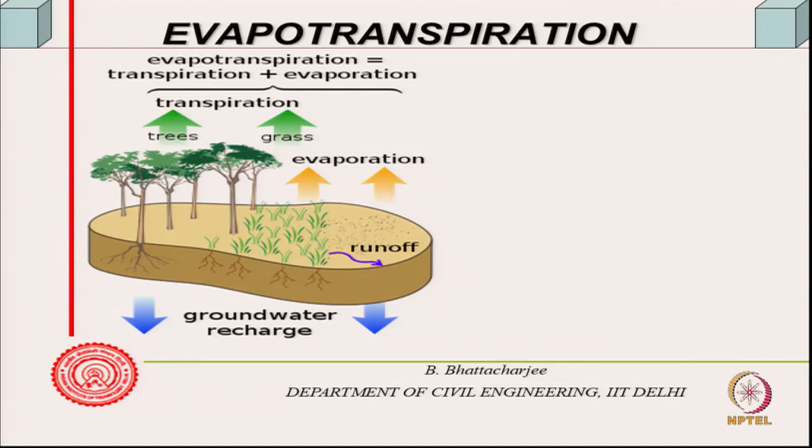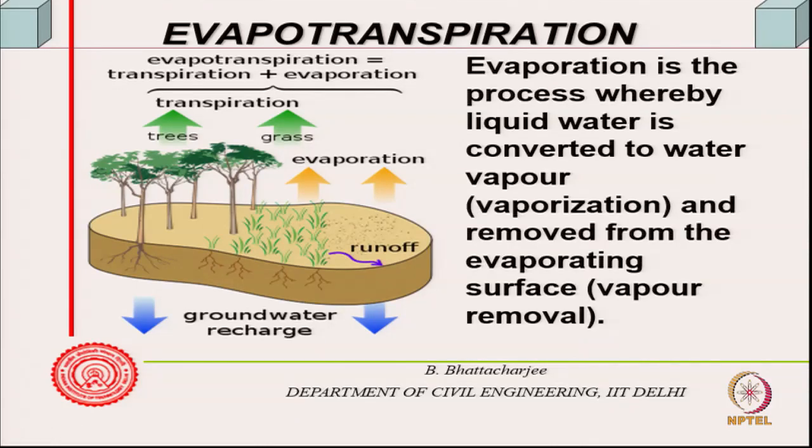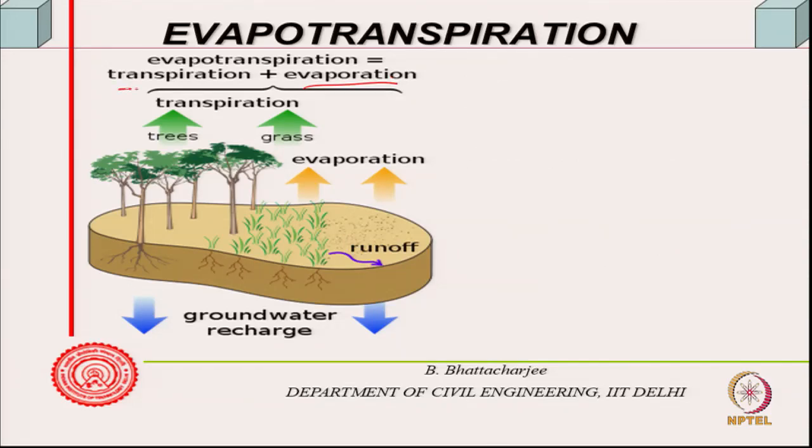So, two things happen with trees actually: transpiration and evaporation. There will be evaporation from the trees and transpiration. So, we call it evapotranspiration. Evaporation takes place from the surrounding ground, and there is transpiration from the green trees themselves. There will also be evaporation from the green surfaces, and of course some runoff, and some goes to the groundwater.